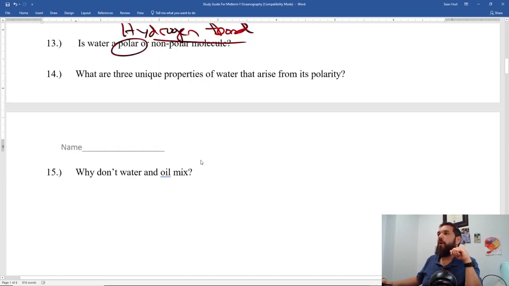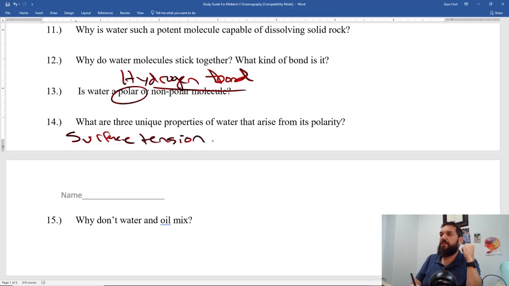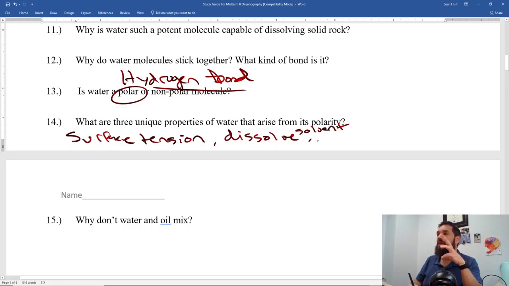So what are some properties of water that arise from its polarity? I covered a lot of different things in the lecture about this, so much stuff. The surface tension, right? That's a function of its polarity. Its ability to dissolve solids, that's a function of its polarity. Water is often called a universal solvent. It can dissolve all sorts of things, right? It's due to its polarity.